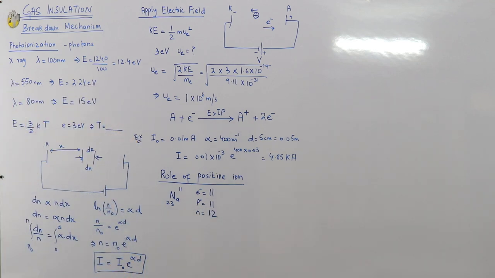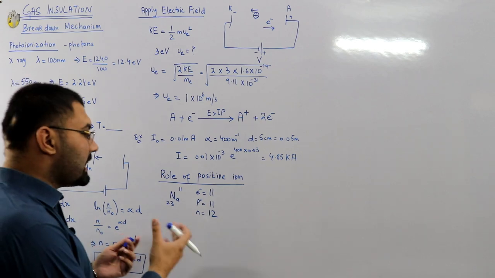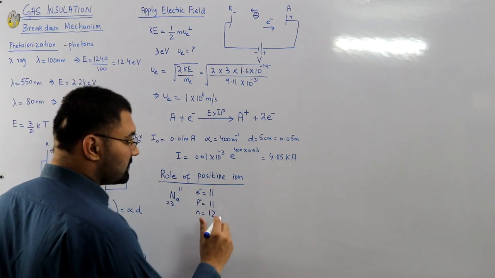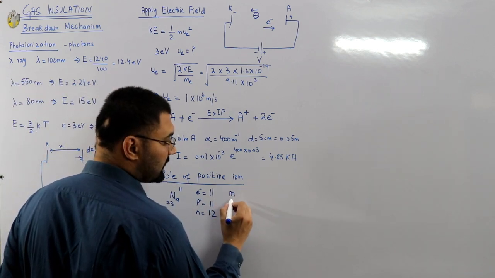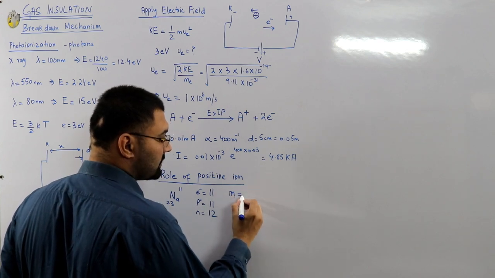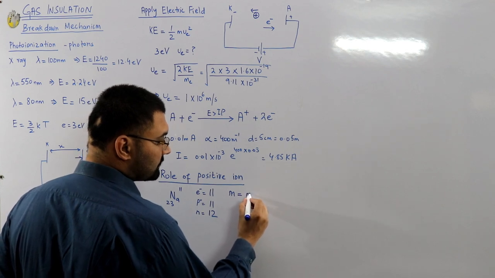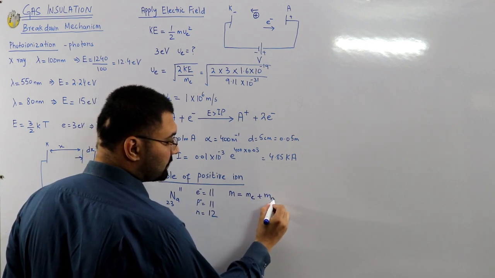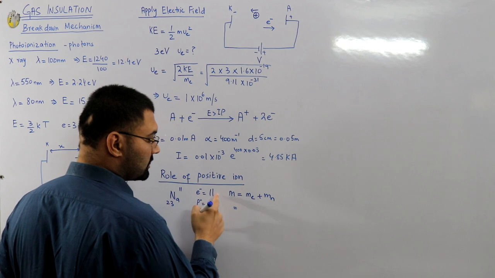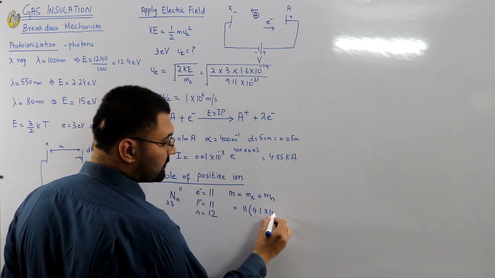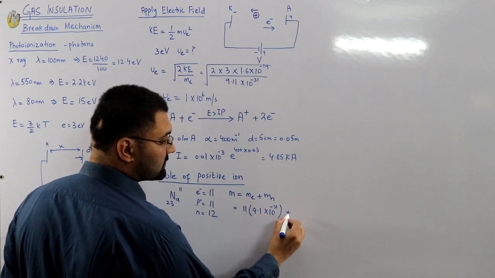So how do you calculate the mass of an atom? Or let's suppose this is an ion. So the mass of the ion or the mass of an atom is equal to the mass of the electrons plus the mass of the nucleus. So you've got 11 electrons, each 9.1 into 10 to the power negative 31, plus the mass of the nucleus.